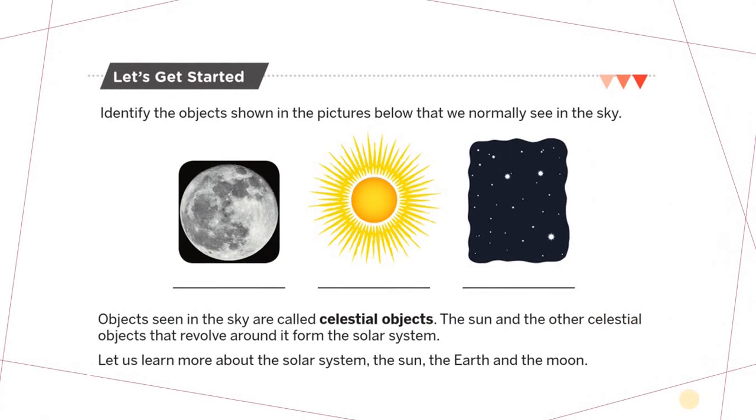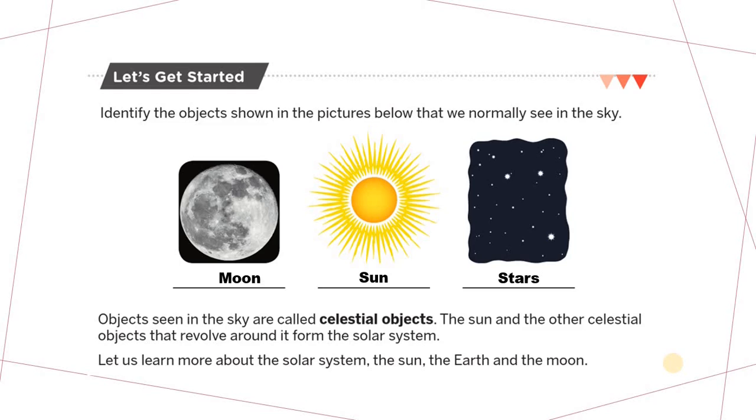So let's start first with the small exercise in your book. It says identify the objects shown in the picture below that we normally see in the sky. As you can very clearly see, the first one is, yes, the moon. The second one is the sun. And the third one are twinkling stars that we see in the night sky.